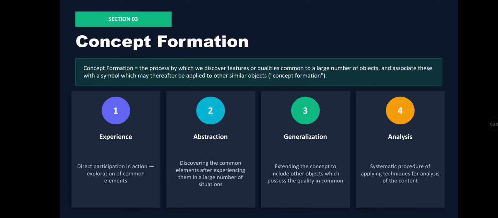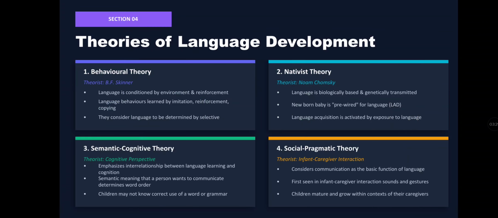The second part is abstraction. It means discovering the common elements after experience with them in a large number of situations. Then comes generalization. It means extending the concept to include other objects which possess the quality in common. And then comes analysis, the systematic procedure of applying techniques for analysis of the content. Now let's move further ahead with section 4, which is theories of language development.